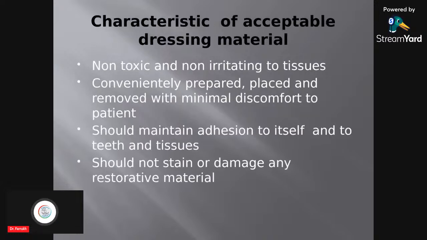What are the characteristics of acceptable dressing materials? Following are the characteristics of an acceptable dressing material. It should be non-toxic and non-irritating to the tissues. It should conveniently be prepared, placed and removed with minimal discomfort to the patient. This is the main point. It should maintain adhesion to itself and to the teeth and the tissues. It should not stain or damage any restorative material. This is a very important point.